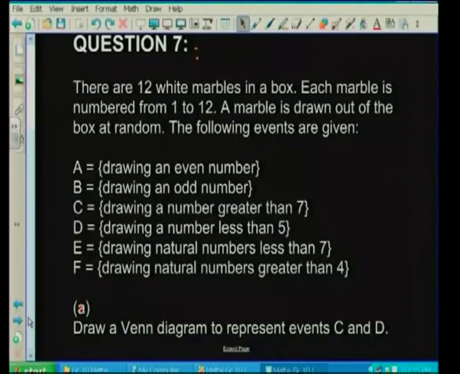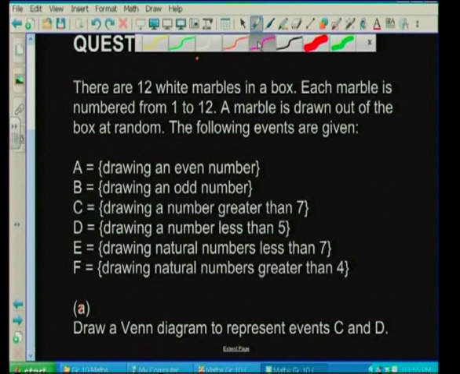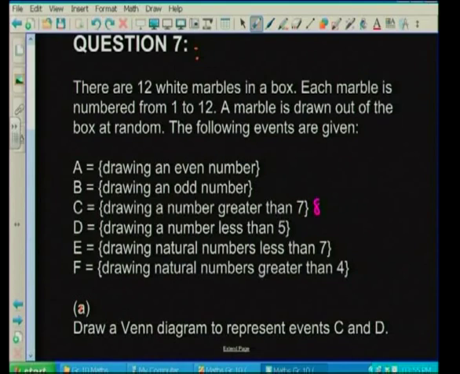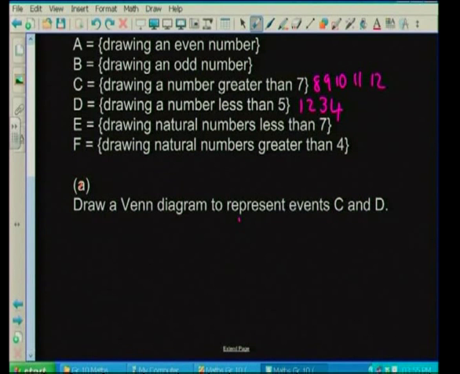Right, guys, welcome back. We're on to our next question. This question is also dealing with the numbers from 1 to 12, so we should be very used to them now. And we start off where we are asked to draw a Venn diagram to represent events C and D. Event C is drawing a number greater than 7, so that's 8, 9, 10, 11, and 12. And D is drawing a number less than 5: 1, 2, 3, and 4. Right, so draw a Venn diagram to represent C and D. Doesn't look like it's going to be all that interesting, but let's do it.